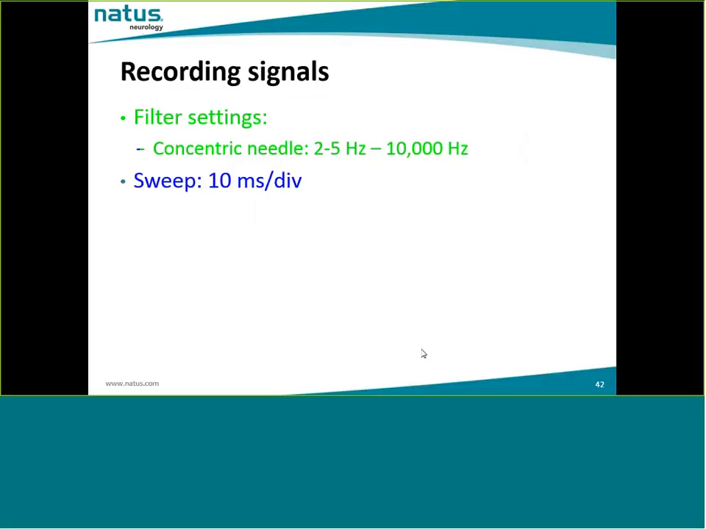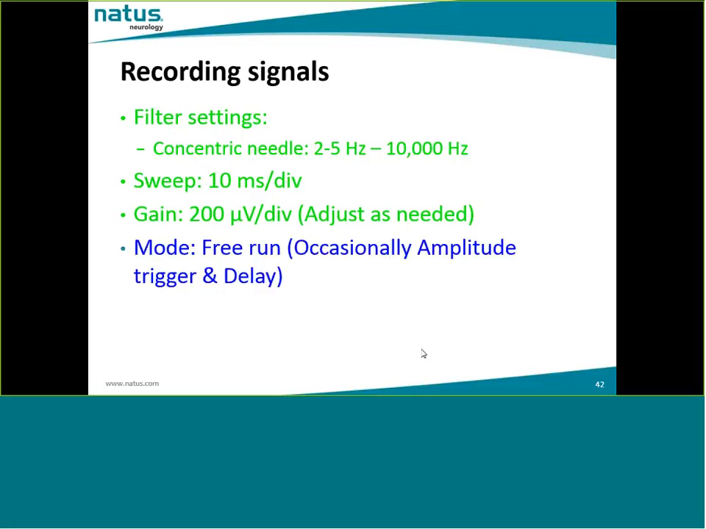We can see the waveforms for subjective assessment. The gain is about 200 microvolts per division. This is adequate in most healthy subjects and in patients with myopathy, but sometimes you may have to increase it to 500 microvolts or 1000 microvolts. We look at the signals in a free-running sweep, but sometimes you may want to use an amplitude trigger and delay line. It's entirely up to you how you want to use the program.